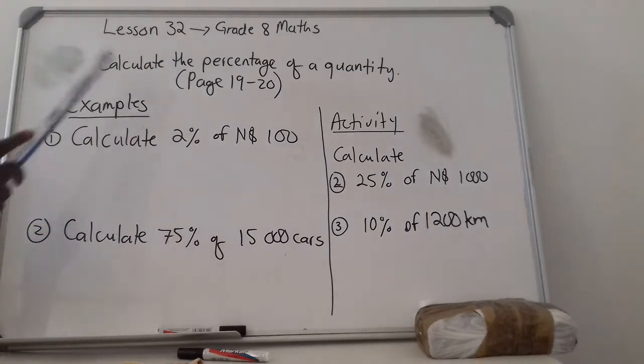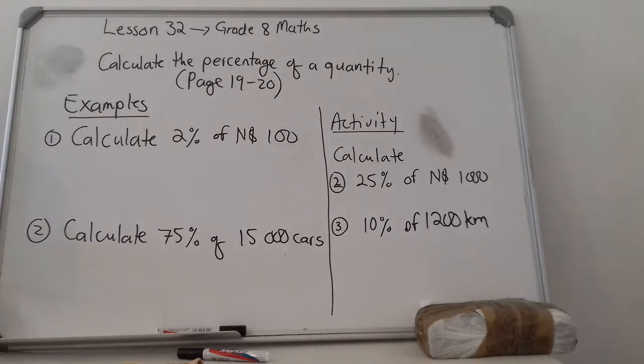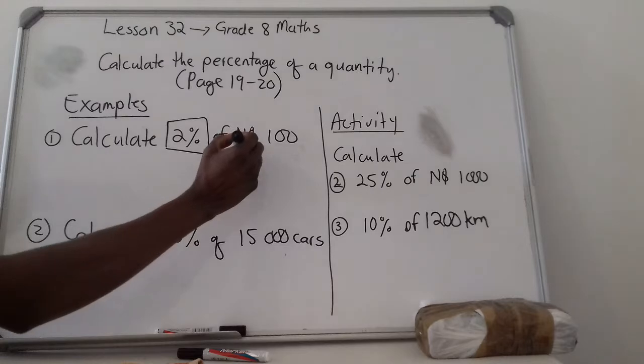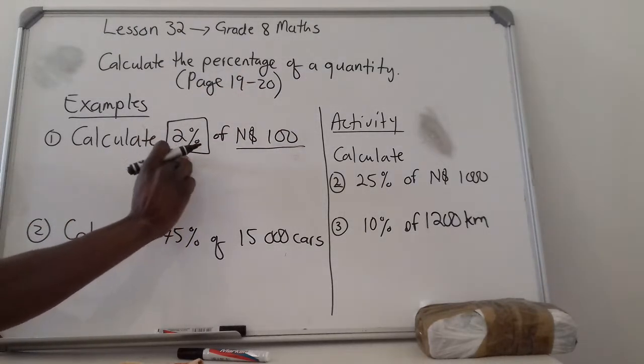So I'm going to show you how to calculate the percentage of a quantity. Okay, so now you know what is a percentage. Remember, a percentage is any number out of 100. Okay, so let's start with the first one. Example number 1. We want to calculate 2%. So when I find 2% of $100, what would be the amount of this 2%?